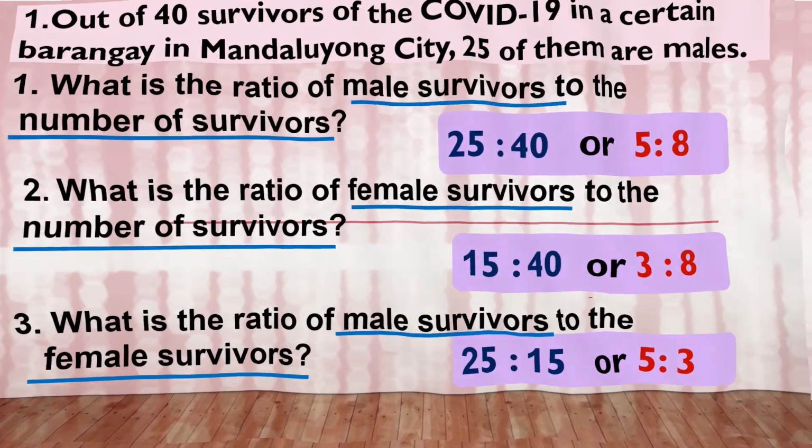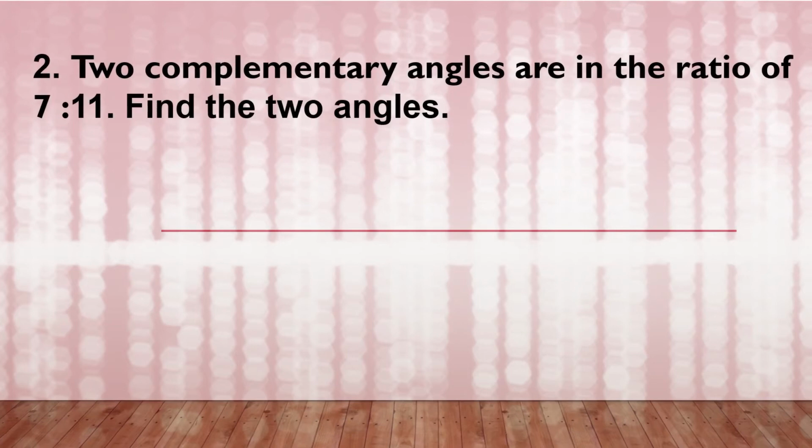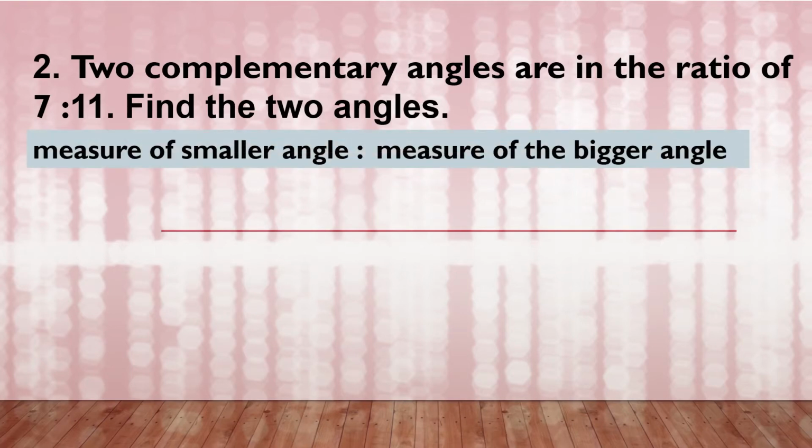Problem number 2. Two complementary angles are in the ratio of 7 is to 11. Find the two angles. So we're comparing here the measure of the smaller angle to the measure of the bigger angle. I'll not solve this problem algebraically or using any variable, but rather just using arithmetic. So I'll represent 7 for the smaller angle and 11 for the bigger angle.